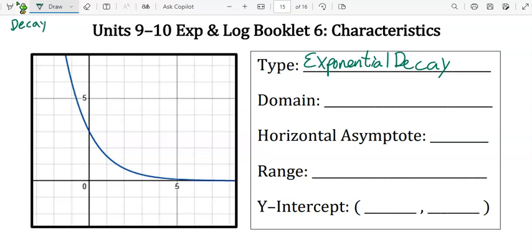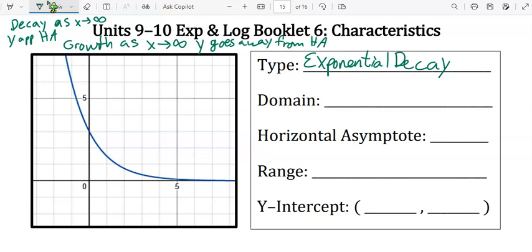Decay goes towards the horizontal asymptote, and then for growth, as x approaches infinity, y goes away from the horizontal asymptote. The domain for exponential functions is all real numbers, negative infinity to positive infinity. The horizontal asymptote is this line right here.